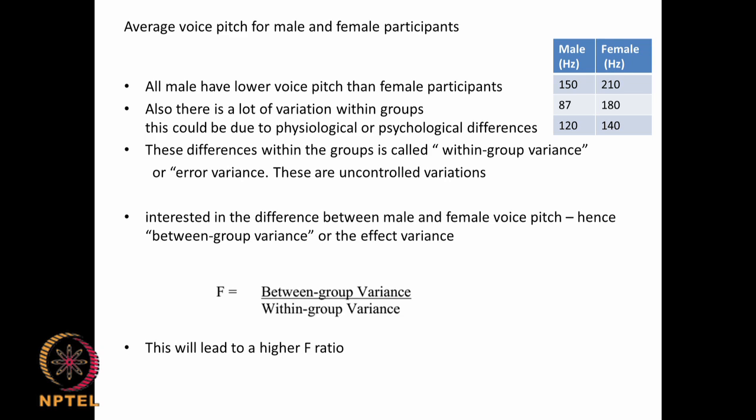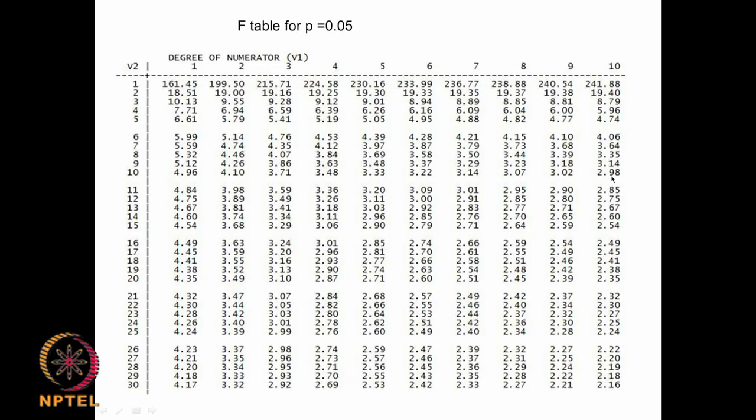Average voice pitch for male and female participants. So, we have 3 data from male and 3 data from female. It is a small data. So, obviously the degrees of freedom is less, so the F from the table will be very high. For example, in this particular case, if you look at the 2 and 2, the F values will be very high. Let me show you the table.